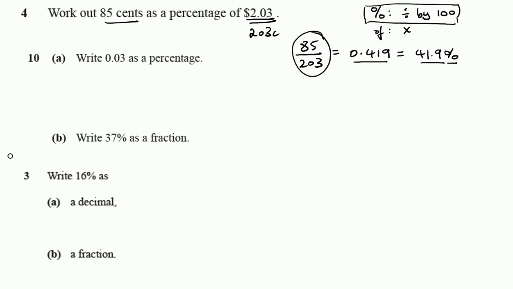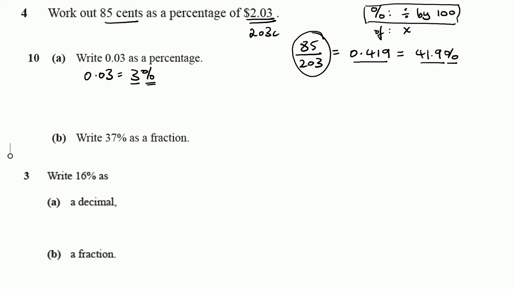The next question is very easy. Write 0.03 as a percentage. Now once again, that percentage sign says divide by 100. 0.03 is 3%. Because if I were to take 3 and divide it by 100, I would get this decimal, 0.03.